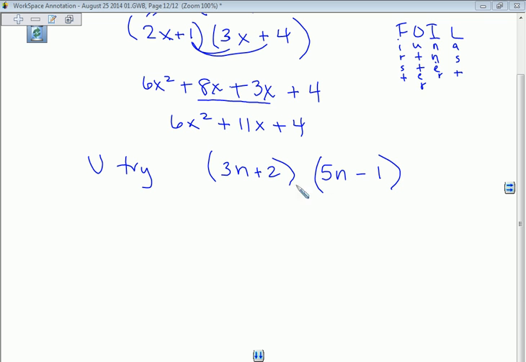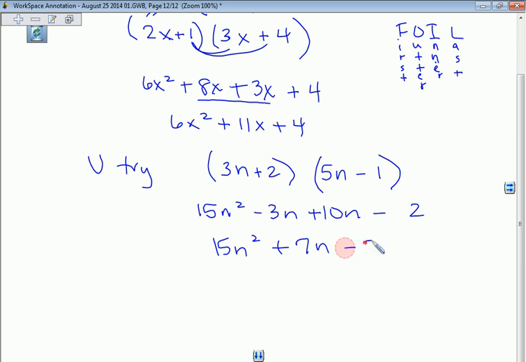We'll distribute the 3n through, and when we do, we get 15n squared minus 3n, and then distribute the 2 through, so we get 10n minus 2. And when we combine like terms, we get 15n squared plus 7n minus 2. Any questions?